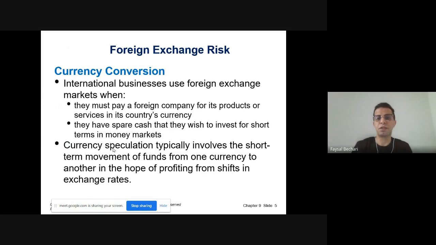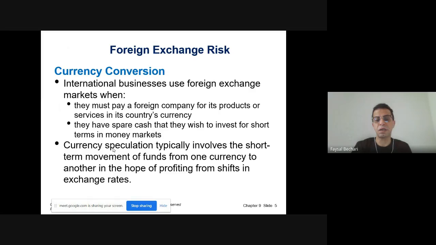Now, foreign exchange risk falls under this subject, the currency conversion. International businesses use the foreign exchange market when they must pay a foreign company for its product or services in its country's currency. For example, if I'm buying a car from the USA, I have to pay in American dollars. So I have to exchange Canadian dollars to American dollars and pay the seller in the USA.